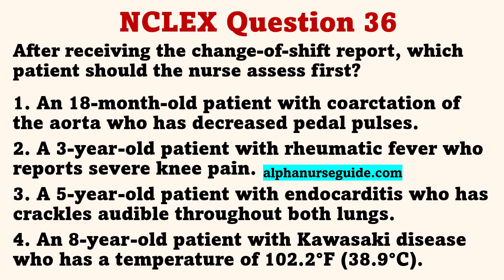The correct answer is 3. A 5-year-old patient with endocarditis who has crackles audible throughout both lungs. Crackles throughout both lungs indicate that the child has severe left ventricular failure as a complication of endocarditis. Hypoxemia is likely, so the child needs rapid assessment of oxygen saturation, initiation of supplemental oxygen delivery, and administration of medications such as diuretics. The other children should also be assessed as quickly as possible, but they are not experiencing life-threatening complications of their medical diagnoses.